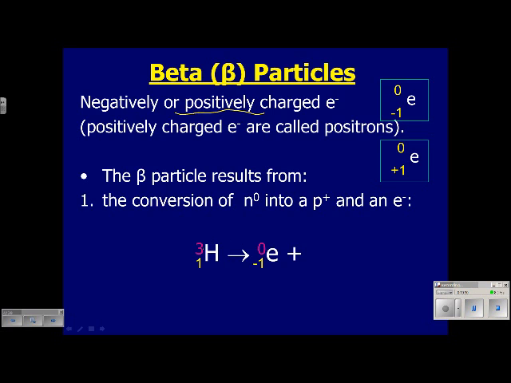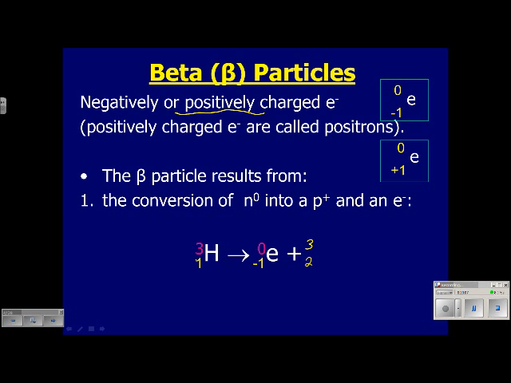If we do the math, I need the mass to be the same as it was at the beginning. So the mass is still 3. Charge has to be conserved as well. It can't just disappear. So if I've got +1 on the left, and then I've got a -1 here, what do I have to put here to get a number of +1? Well, I need 2, because 2 plus -1 is 1.